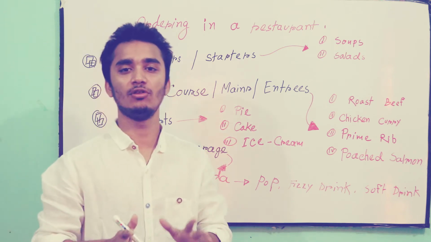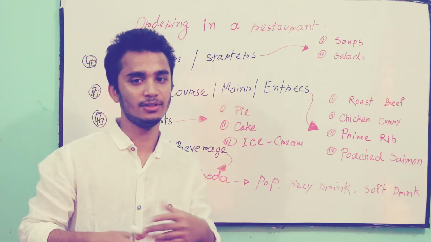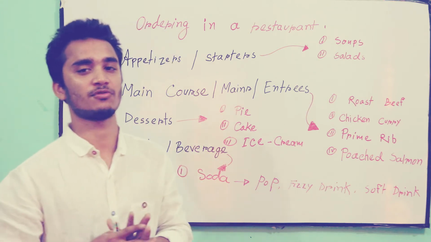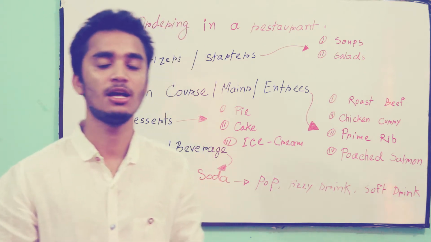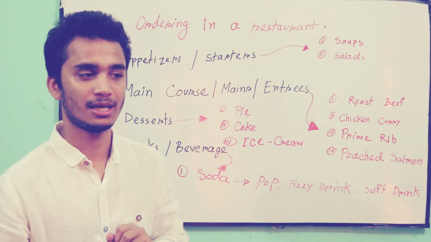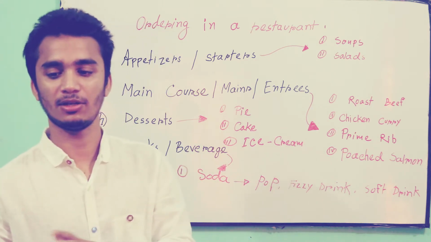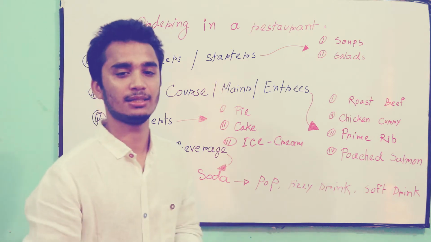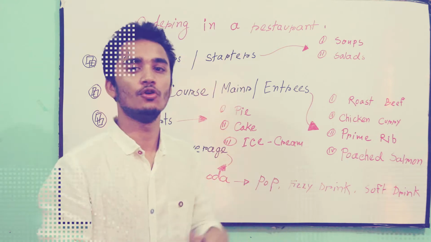In this topic, you will learn how to order in a restaurant. When you visit the restaurant, first of all you need to find a seat, because when you are taking your food in your hand, if you have not decided which seat you will sit in, you need to search for which seat you want to sit down.